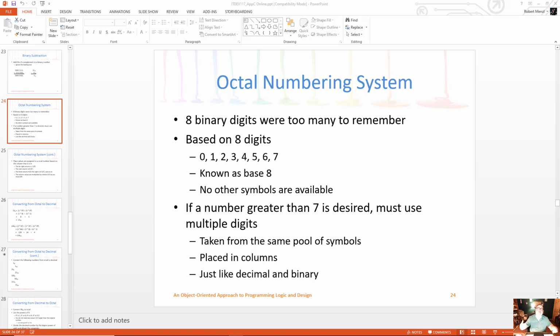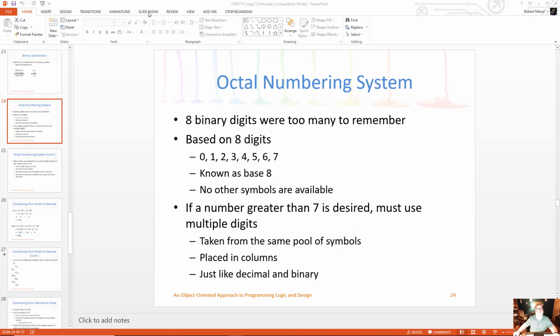And so they progressed from the binary numbering system to the octal numbering system. The octal numbering system is based on 8 digits. It goes from 0 through 7. There is no 8. So once you get past 7, it goes 10, 11, 12, and so forth. This is known as base 8. No other symbols are available, so if we want something greater than 7, we have to take them from the same pool of numbers, and they're placed in columns just like decimal and binary. Basically it works on the same principle as the other numbering systems.